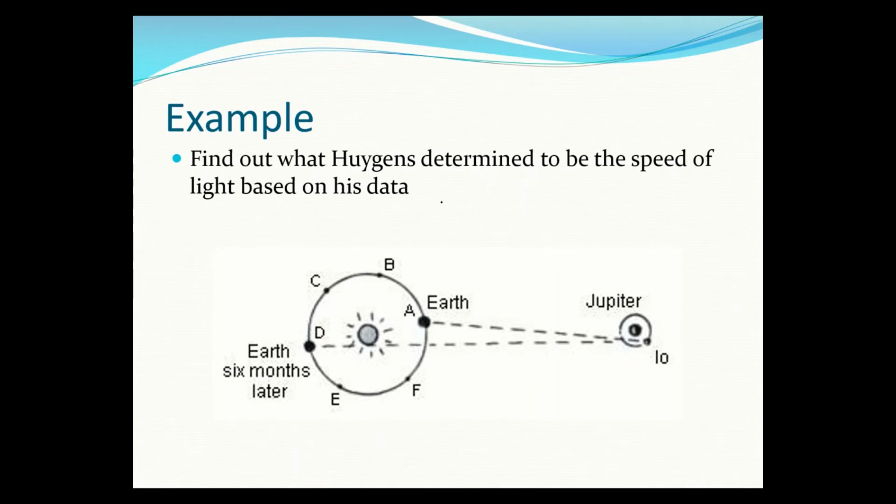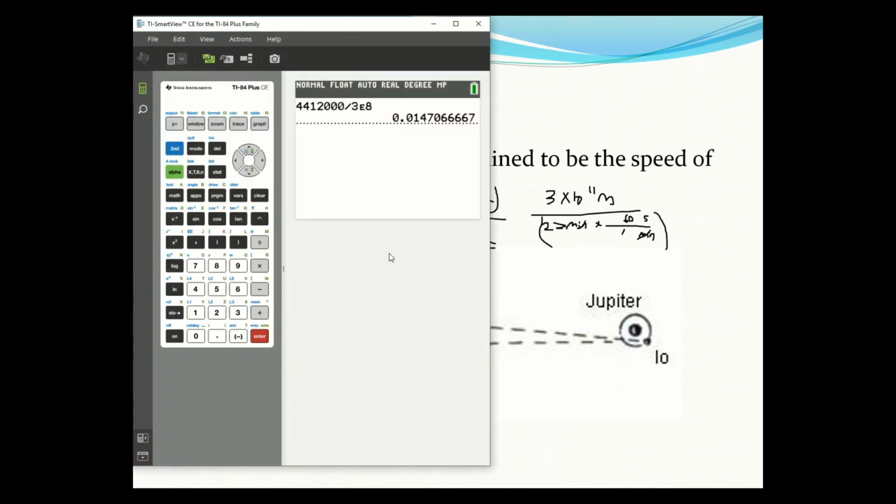Well, that's really easy to calculate. We can just use v equals d over t. So the distance was 3 times 10 to the 11 meters. And then the time was 22 minutes. So minutes down here, seconds up here, 60 seconds in 1 minute. Those will cancel out. So if we want to calculate that, we just have to go 3 times 10 to the 11, which was the distance, divided by 22 times 60.